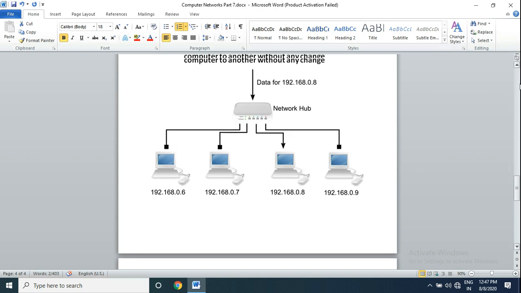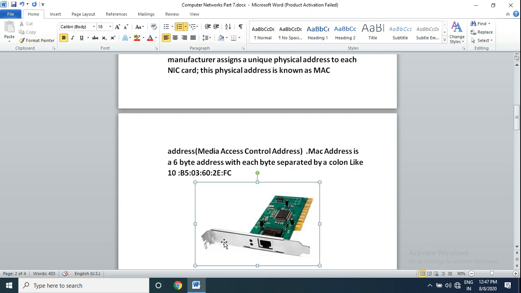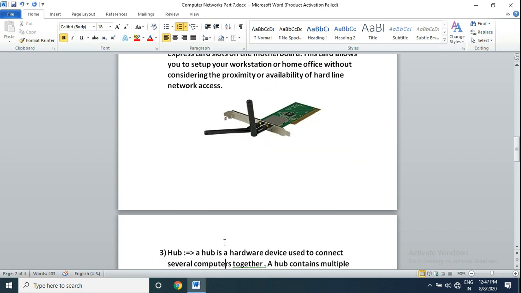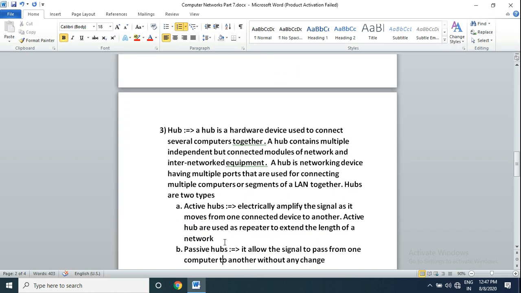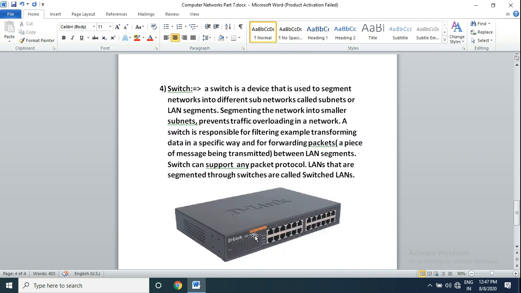Today we learned what network devices are and which ones we are going to study, and we will learn them one by one: NIC, second is Wi-Fi card, third is hub, and fourth is switch. And this is a diagram of a switch.